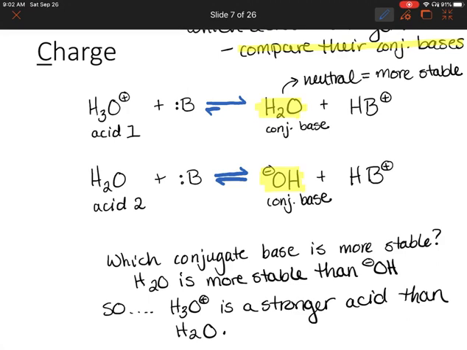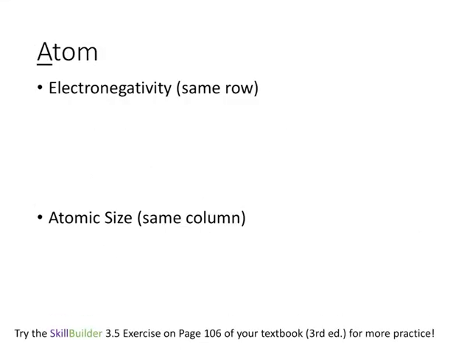Okay, so H3O plus again is stronger because its conjugate base is more stable compared to our other acid. So when you're comparing two acids, first start by figuring out their conjugate bases, and then compare the conjugate bases. And the first thing you would do is compare their charge. Now, if they have the same charge, the next thing you would go to is atom. So let's talk about atom.